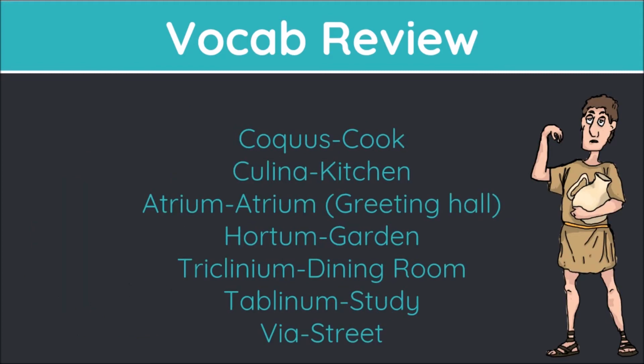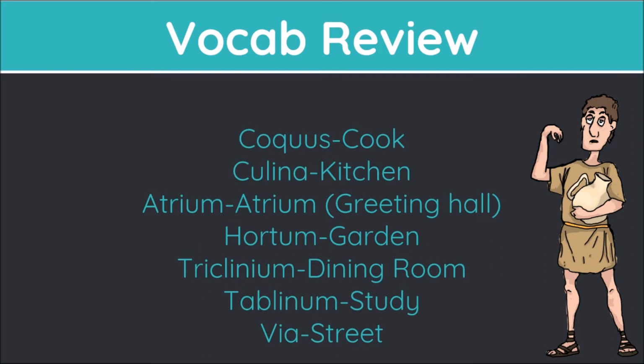If we look at some more, we can see cocus means cook. Culina means kitchen. Servus est cocus. Cocus est in culina. Atrium is the atrium or greeting hall, that big open room at the very front of the house. The hortum is the garden. The triclinium is the dining room. The tablinum the study, and the via the street. We'll be looking at all that in a little bit more detail in just a few seconds.